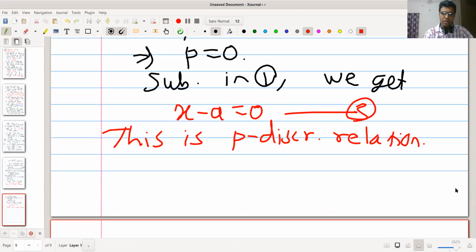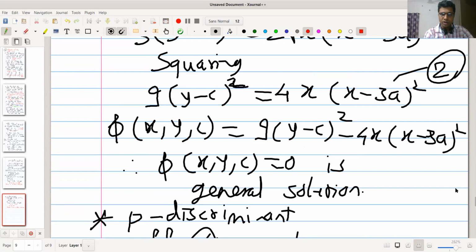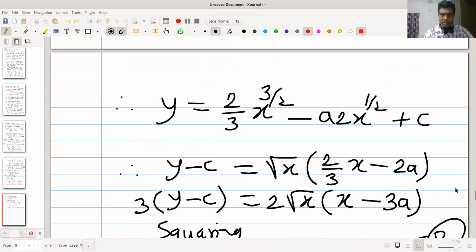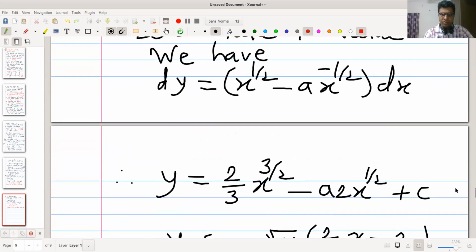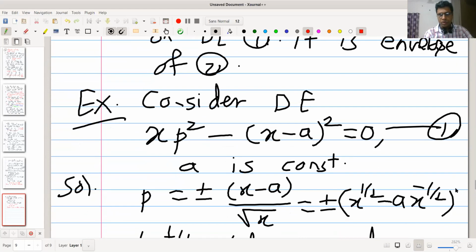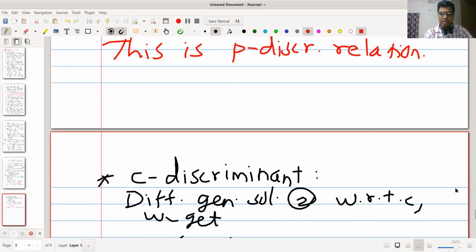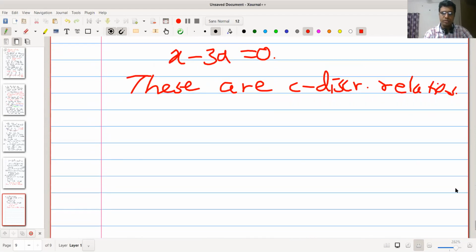That means the left hand side is simply 1. Okay, so we will not get any curve which is a solution to the given differential equation. Okay, so here we have the p discriminant and c discriminant relations which are not solutions.